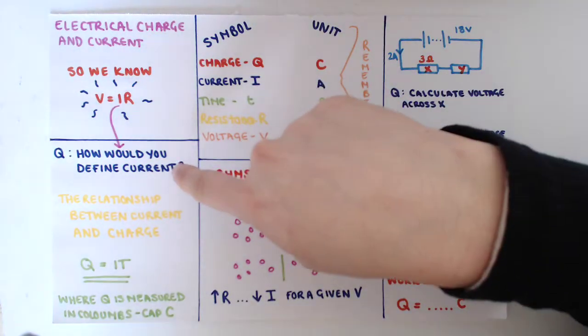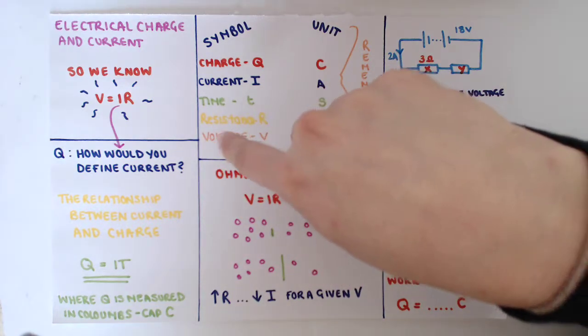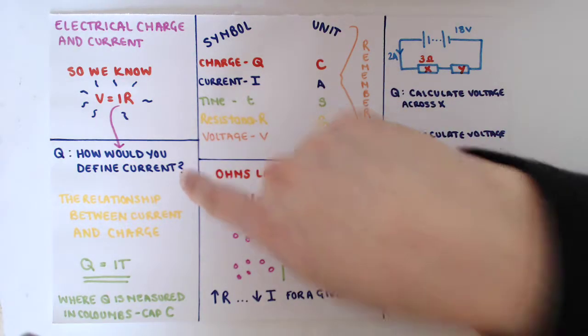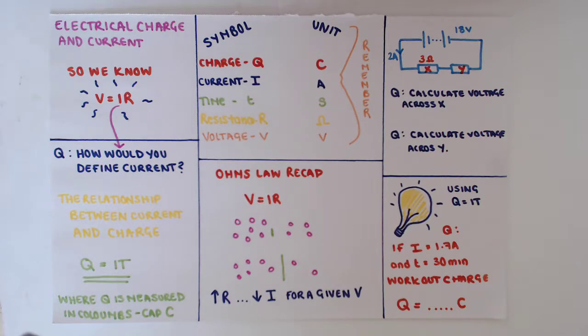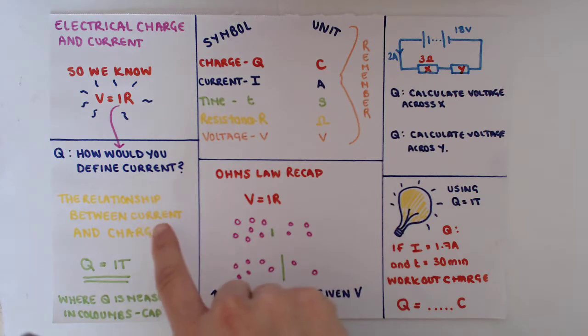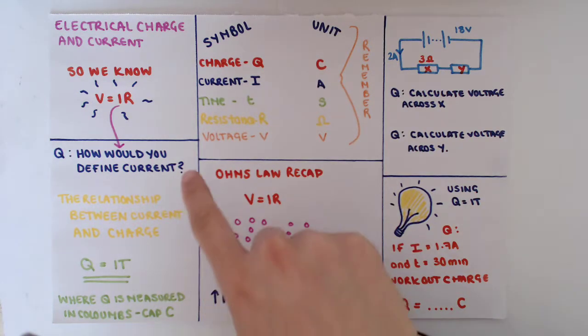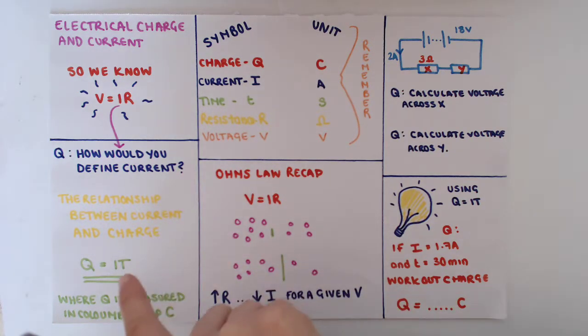But what is current? I want you guys to pause the video and pick which definition you think suits current. Okay, hopefully you've chosen that current is the rate of flow of charge. So the relationship between current and charge is that it's the rate of flow of charge. Therefore current multiplied by time is what's equal to Q, the charge.